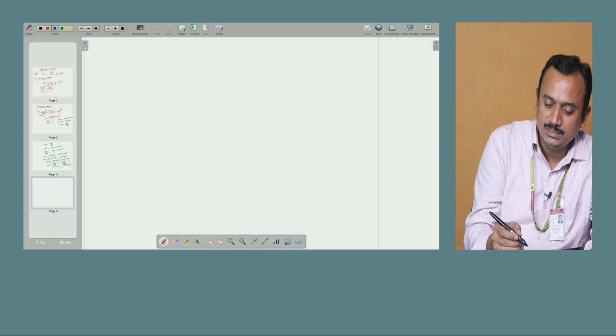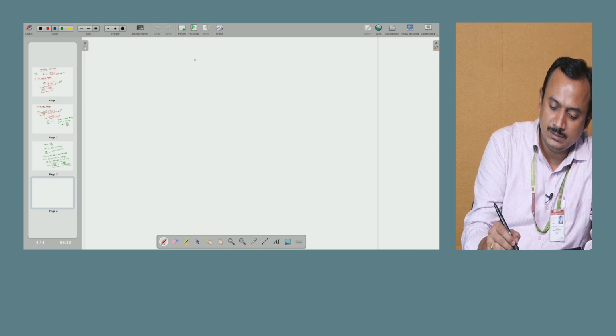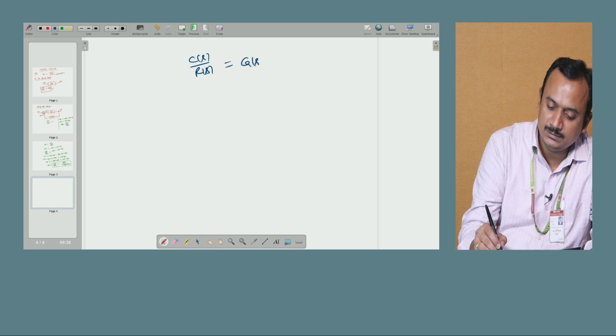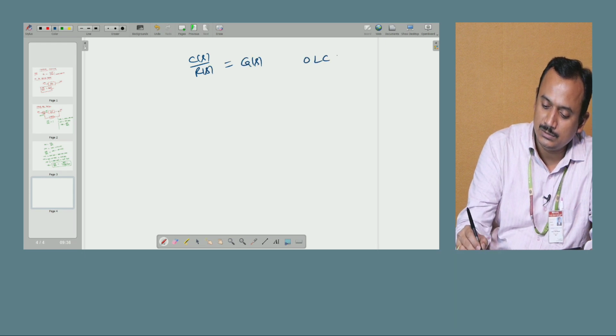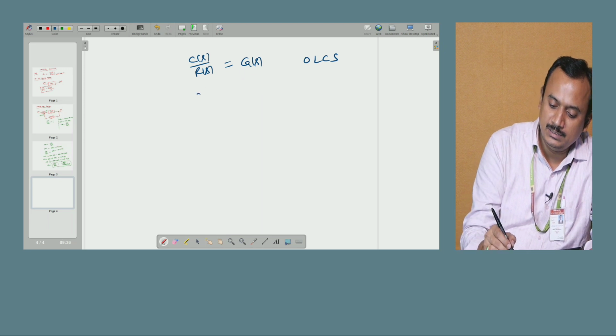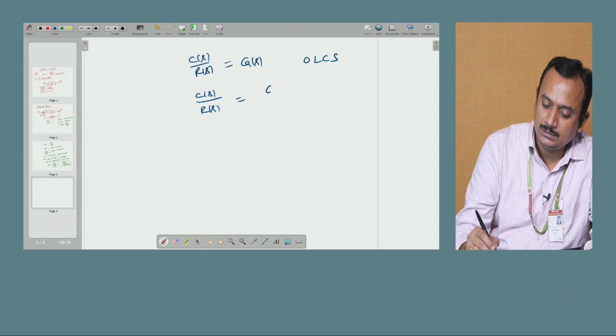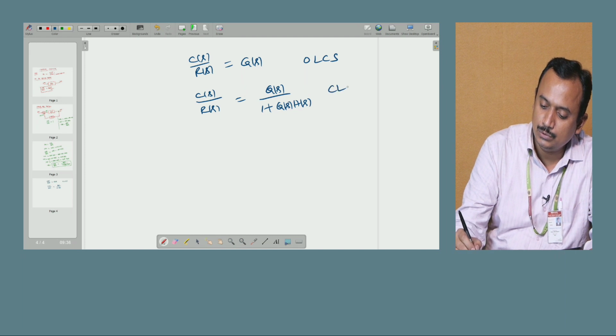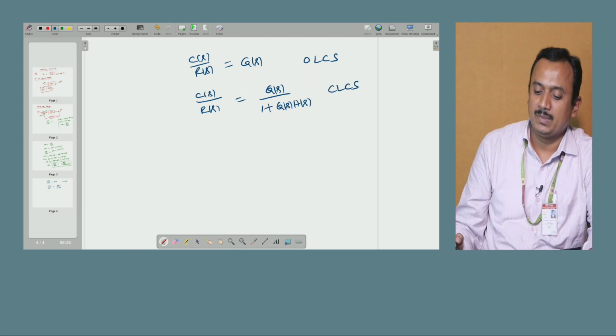Now so far we have seen the transfer function of an open loop system, that is C of s by R of s is equal to G of s. This is for an open loop control system, and similarly C of s by R of s is equal to G of s by 1 plus G of s into H of s. This is for a closed loop control system.